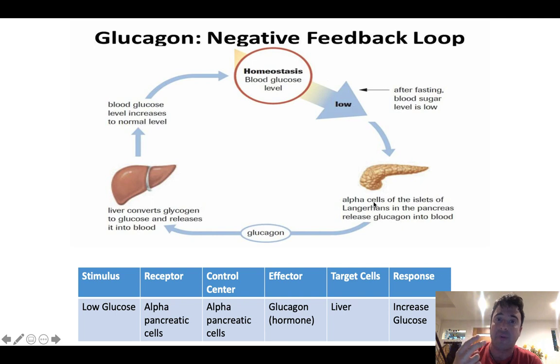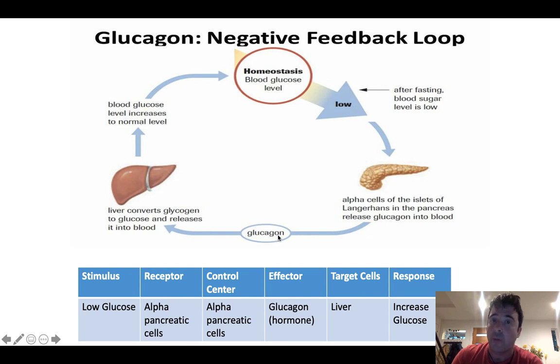Now, with the endocrine system, oftentimes the receptor and the control center are the same, especially if it's a pure endocrine pathway, and we'll talk about that later. So alpha pancreatic cells detect the change in blood glucose. They also process that information and make a quote-unquote decision about what to do. So the alpha pancreatic cells are both the receptor and the control center, and that's common with endocrine pathways. Now, all endocrine pathways also have another commonality.